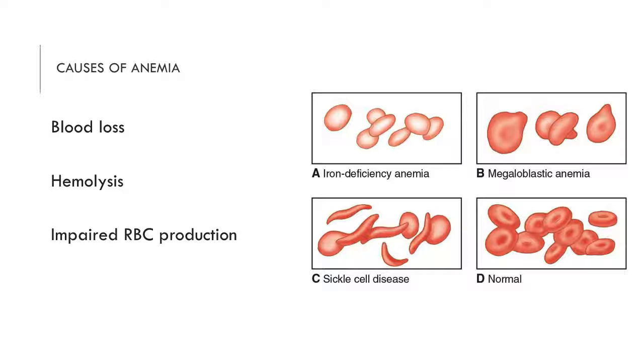Causes of anemia include blood loss, hemolysis, or impaired red blood cell production. So we're going to talk a little bit about a couple of disorders that are related to those things. Anemia, or the decreased number of red blood cells, is caused by blood loss, hemolysis, or impaired red blood cell production. And so, since this is the primary issue involving red blood cells, this is what we're going to talk about first. And we'll talk about a few causes of these different reasons that people have anemia.